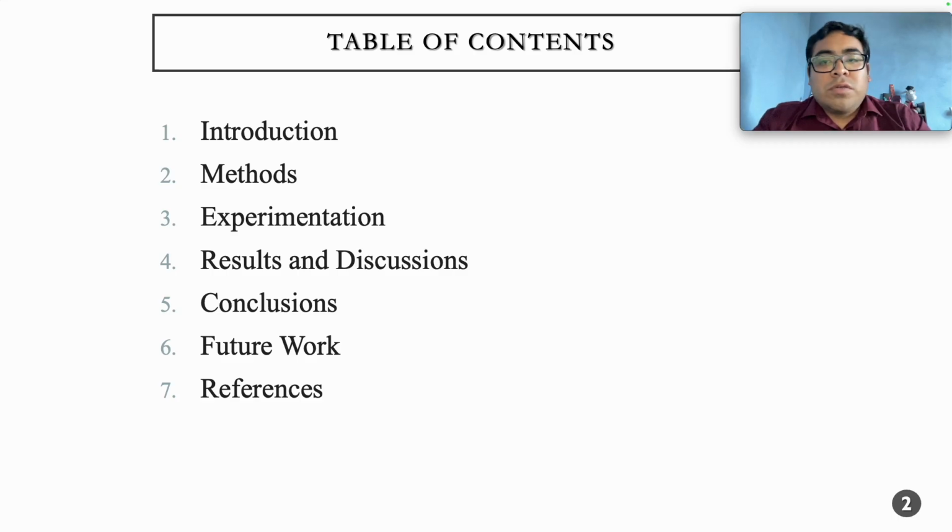The presentation is organized into 7 sections. In the first, the introduction, then methods, experimentation, results and discussion, conclusions, future work, and references.